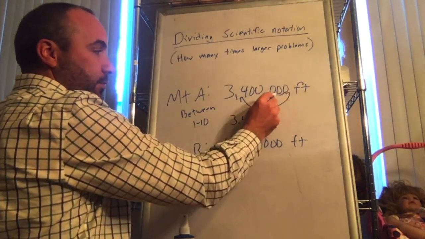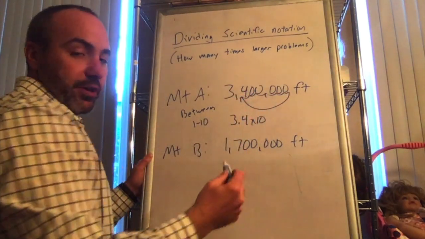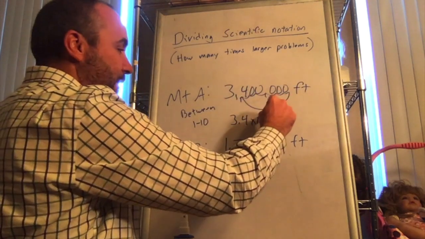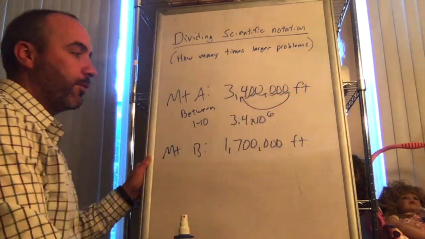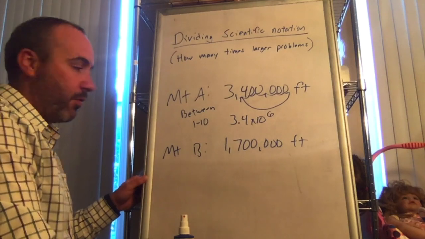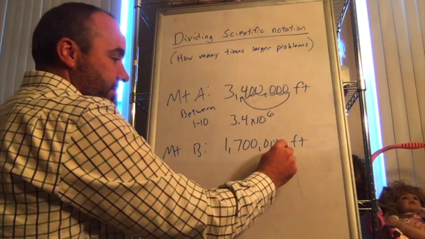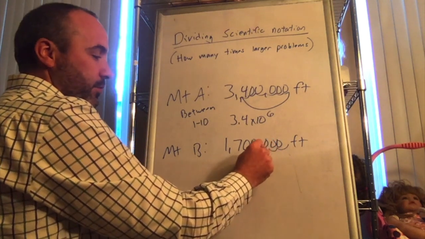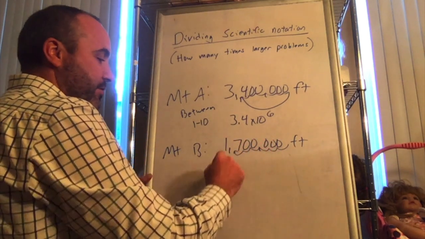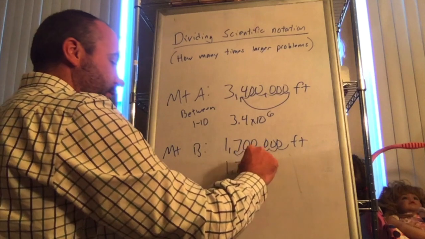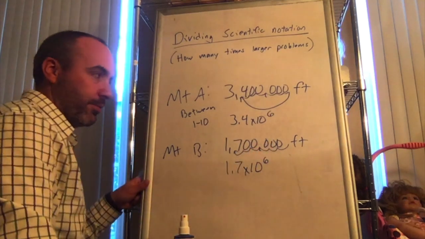It went 1, 2, 3, 4, 5, 6 places. This is a large number, bigger than 1. So we're going to say 3.4 times 10 to the 6. All right. Next one, we're going to move it over. Once again, it's going to be 6 spots. 1, 2, 3, 4, 5, 6. So it's 1.7 times 10 to the 6th power.